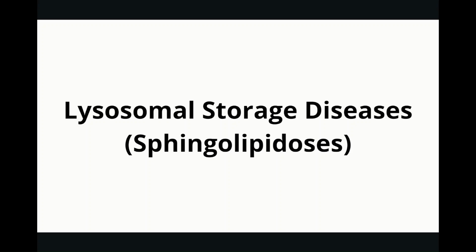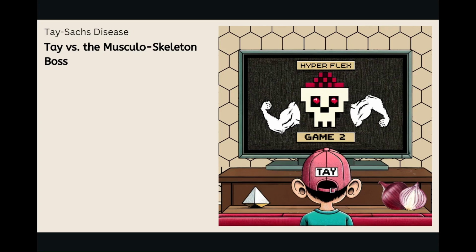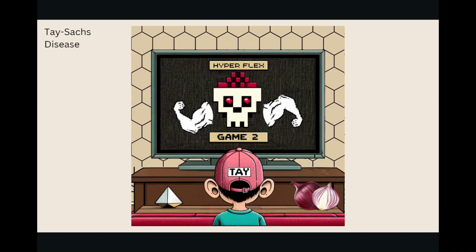Alright, so the first lysosomal storage disease we will cover is Tay-Sachs disease, and we will title this image Tay versus the musculoskeleton boss. Here we have a young rebellious boy named Tay who is playing a horror game called Hyperflex. He has Tay on his hat to help you remember Tay-Sachs disease. He's very young and shouldn't be playing such a scary game to begin with, which helps you recall that this disorder presents in infancy with developmental delay.